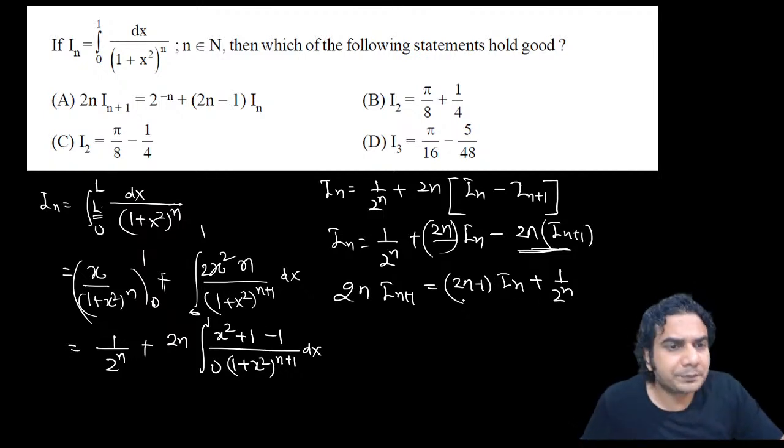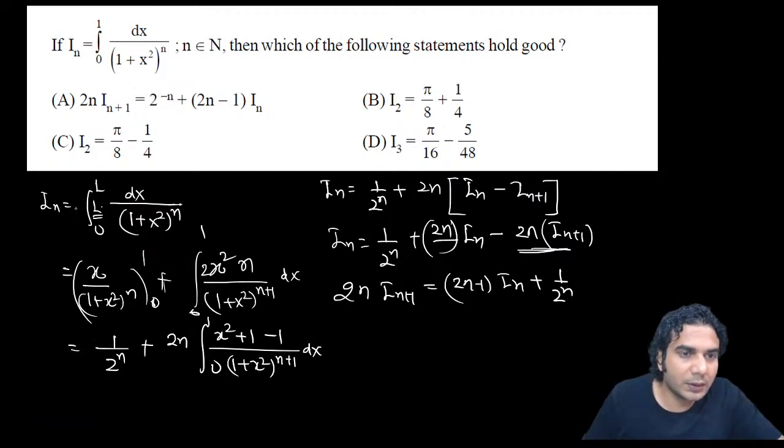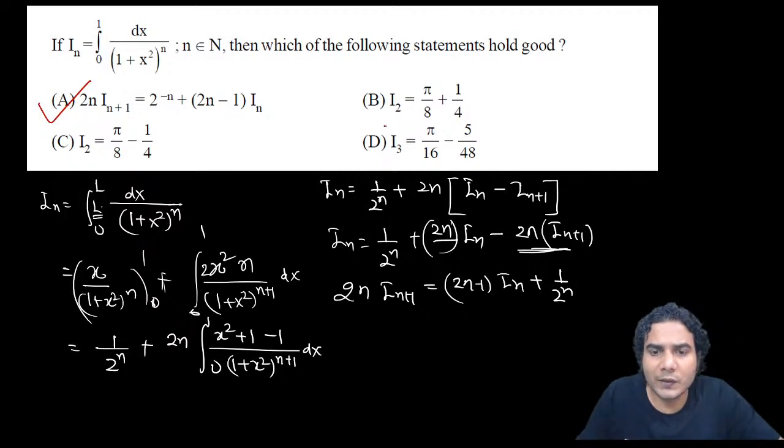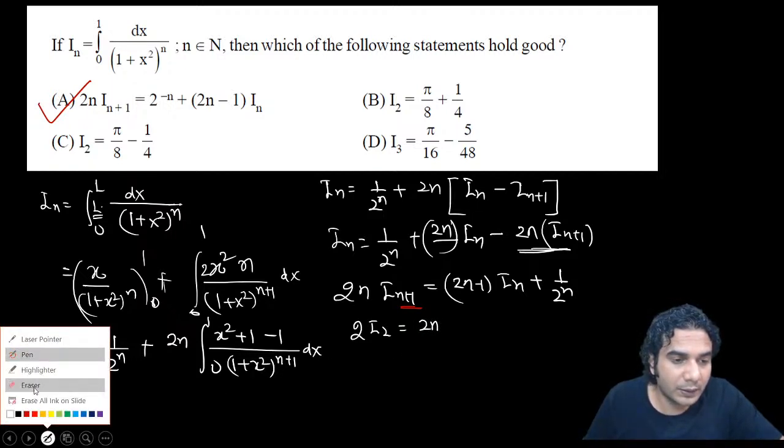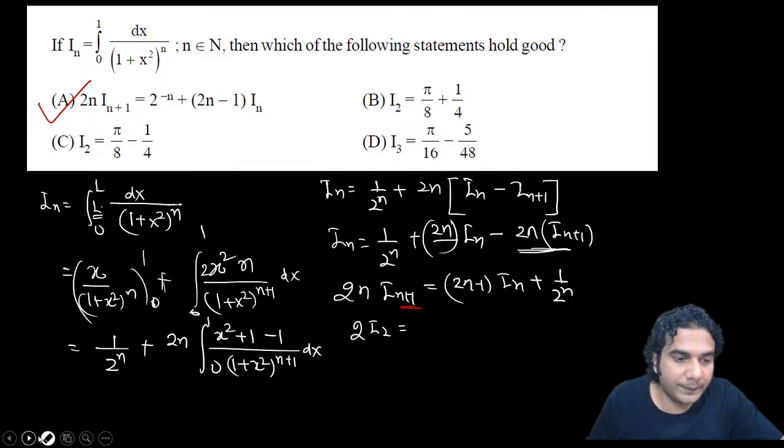So let's see. Yes, exactly the same relation is given in option A. So option A is the correct option. And then by putting the values of I1, you can find I2 also. So how to find I2? You put n = 1 in this. So if you put n = 1 in this, I2 is equal to 2n minus, you're putting n = 1.